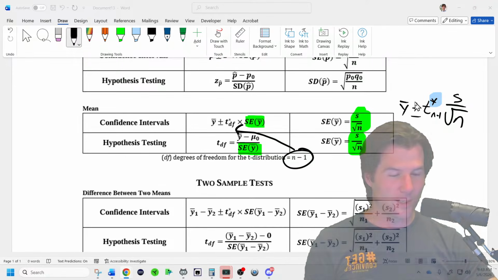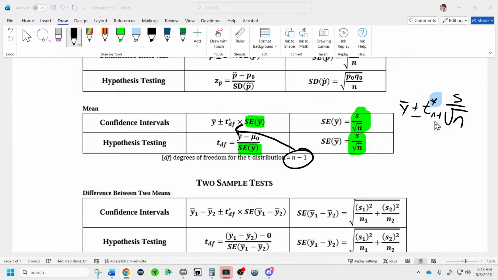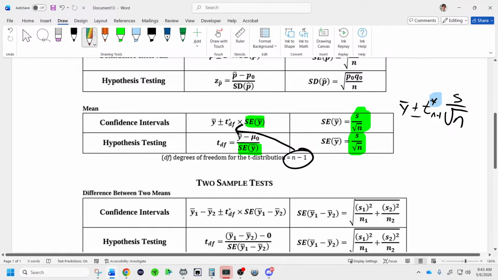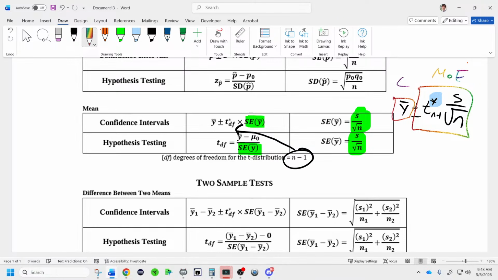So that T star right there is based on the degrees of freedom, telling us which T we're using. That is subscript. It's not a multiply. And the star means based on a confidence level. This is a confidence interval right here because it has the classic components of a center, which is our best guess. That's the center. And then plus or minus the margin of error for the confidence intervals.